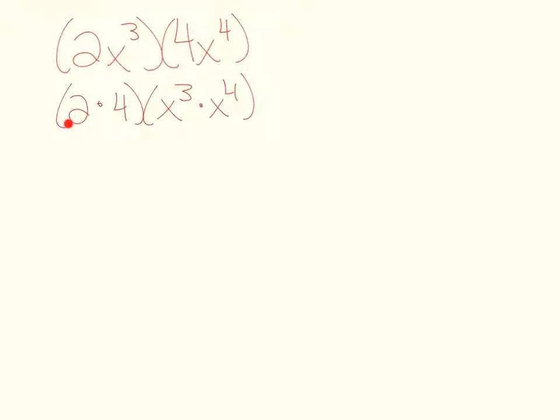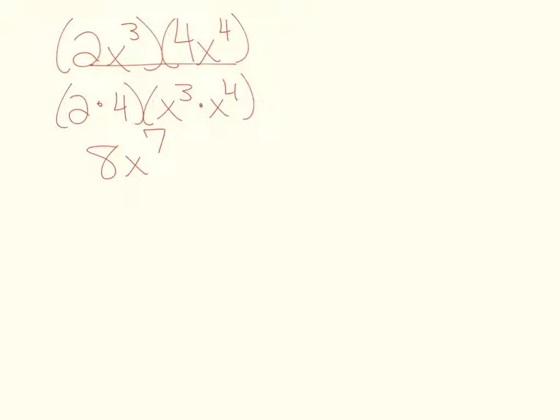Then I can multiply my two numbers. 2 times 4 is 8. And then x cubed times x to the 4th, I'm multiplying with the same base, so I'm going to add the exponents. So 2x cubed times 4x to the 4th is 8 x to the 7th. 3 plus 4 is 7. Okay? So when you have something like this, you're going to group your numbers, group your variables, use your exponent rule.